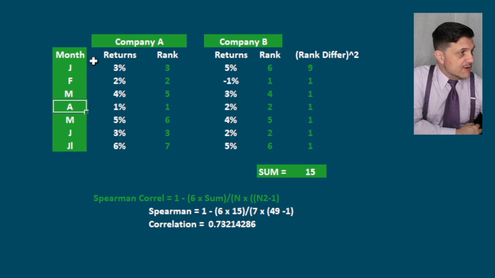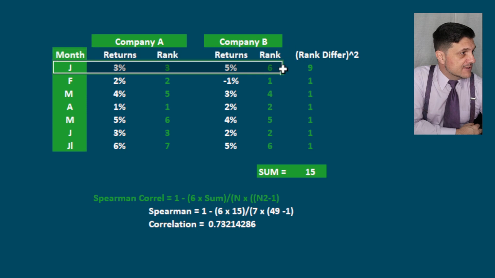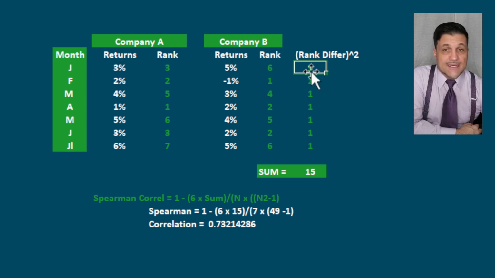So during January, look at that. The difference in return was -3. Company A gave me 3%. Company B gave me 6%, the stock. So there's a difference of 3%, which when I square, I get 9.